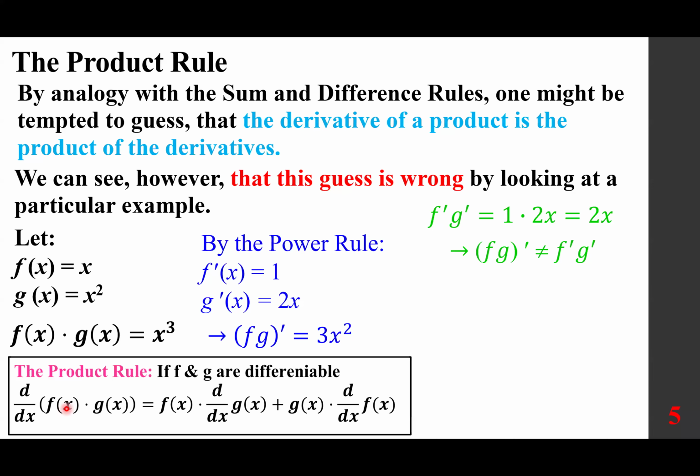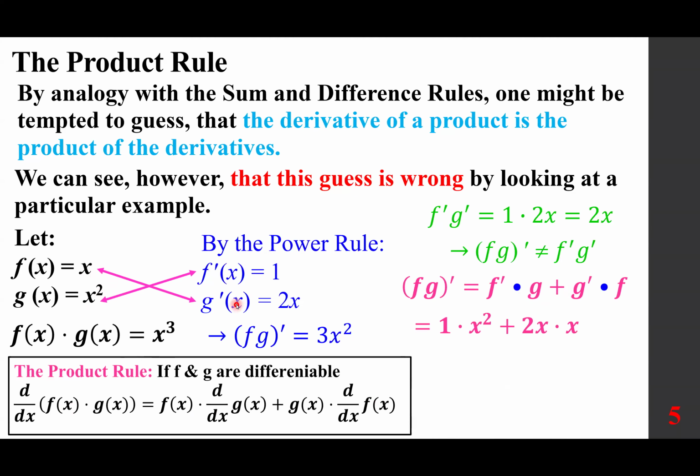However, the methodology that we use here, the shorthand notation (fg)' is f'g plus g'f. Now f' is 1 times g, which is x squared, and g' is 2x, times f, which is x: 2x times x. So it's x squared and 2x squared. They do add up to 3x squared, and it does work.